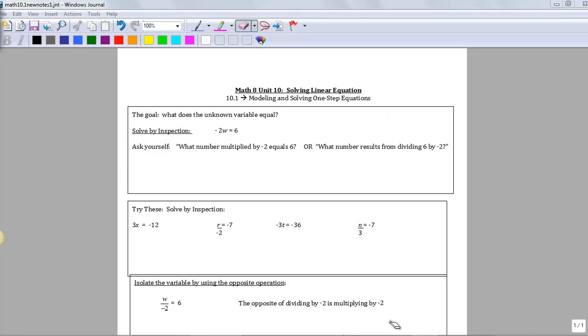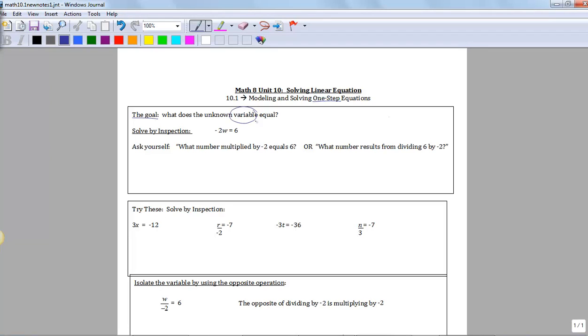Okay, welcome to chapter 10. We're solving linear equations. So today's lesson is on one-step equations, where you only have one thing to do, and then we'll keep building on to two-step and more complicated in the next coming days. So our main objective or our goal is to figure out what the variable equals.